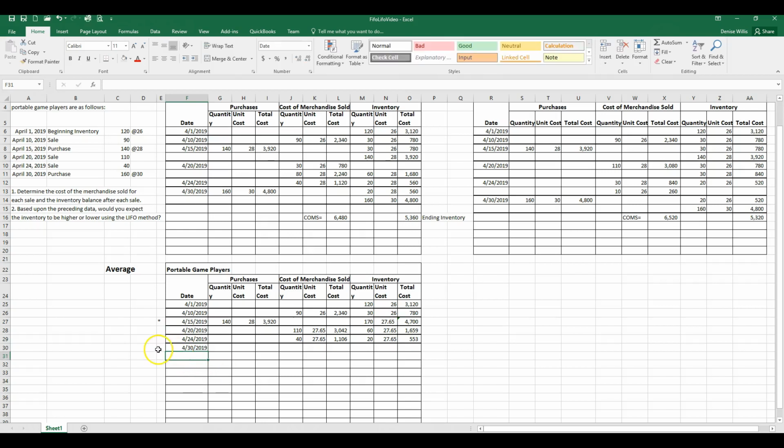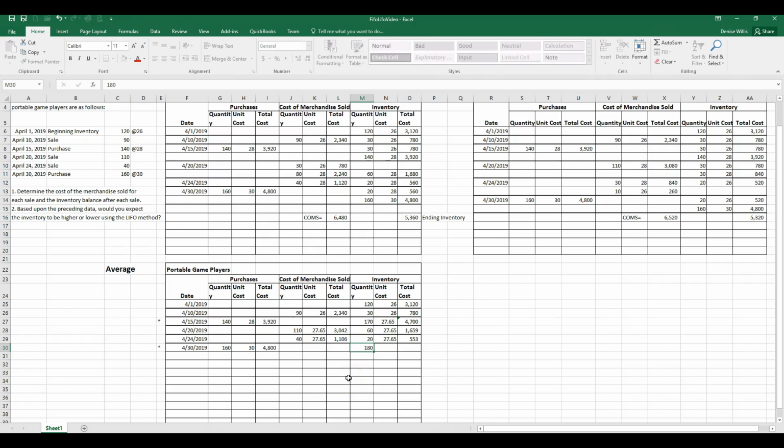Okay, this is a purchase point, so let me put my little asterisk in here. We are going to buy 160. That cost us $30 a piece. And we know that is $4,800 because we did it up there. So now we've got to calculate new average prices. We had 20 items. We just bought 160.